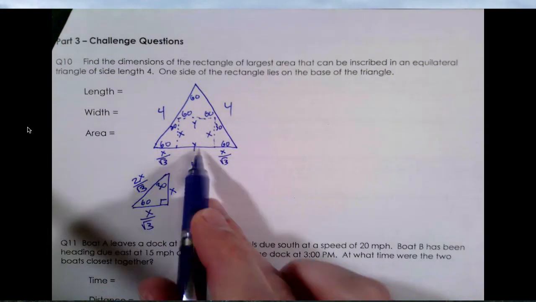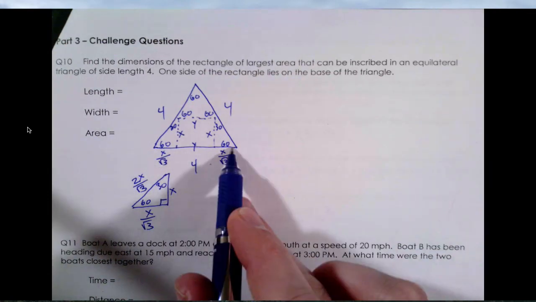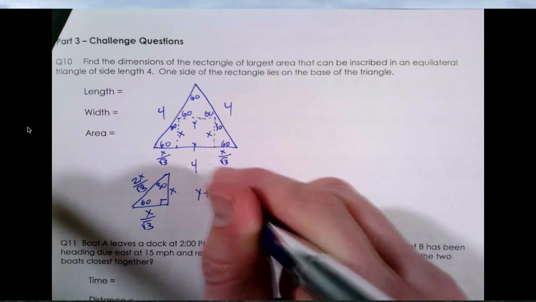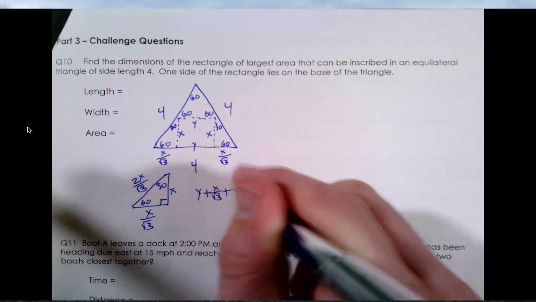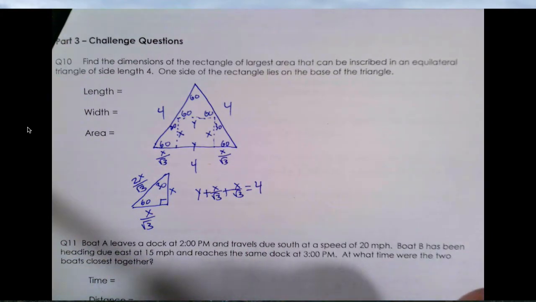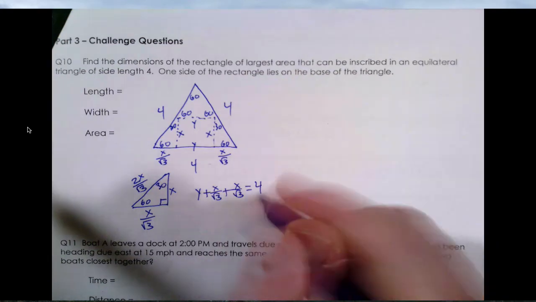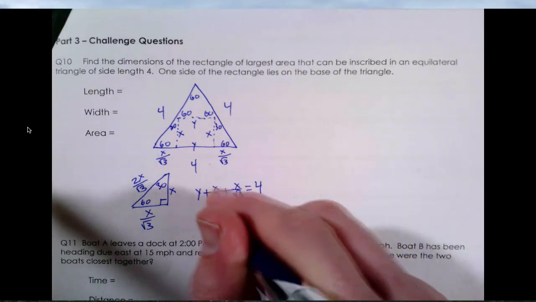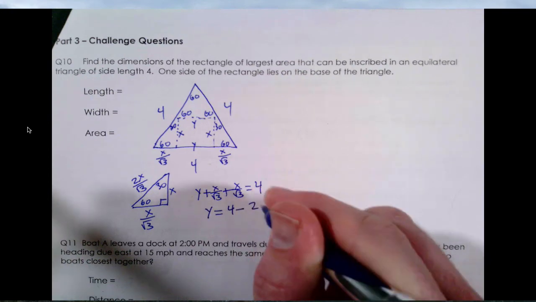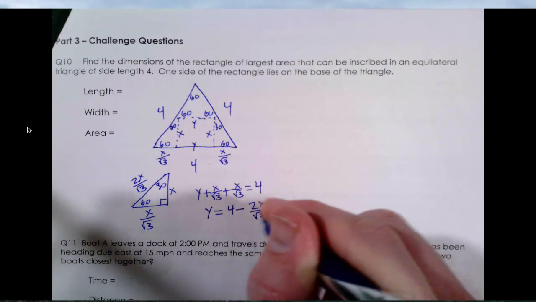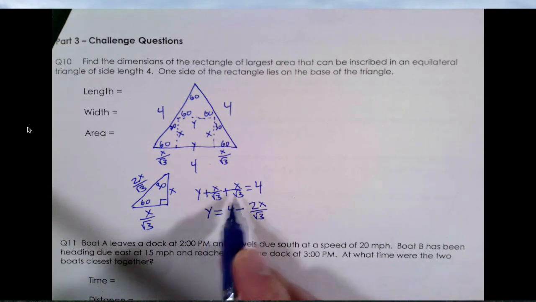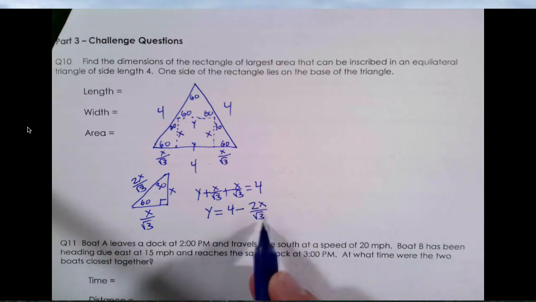Now, these three sides have to add to 4. So what I know is that y plus 2x over radical 3 equals 4. Therefore, I can solve for y. In terms of x, I can say that y equals 4 minus 2x over radical 3. These are like terms. They add to 2x over radical 3. You subtract them to the other side and you are here.